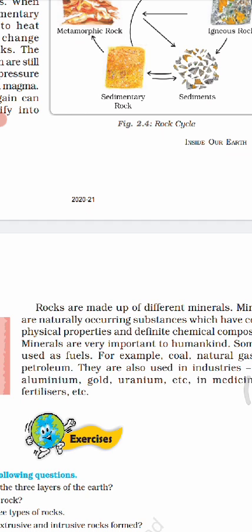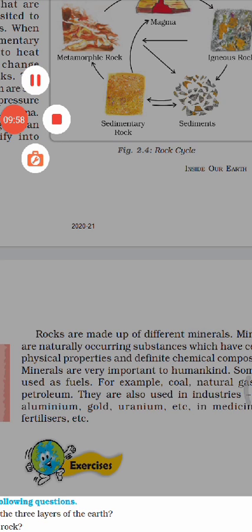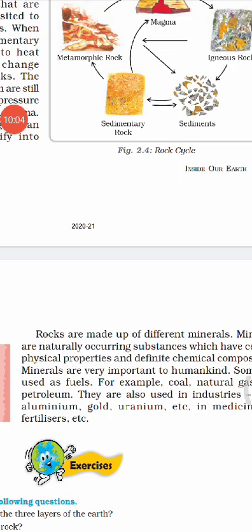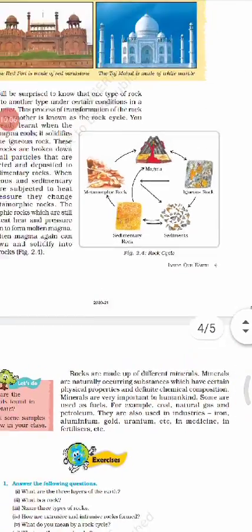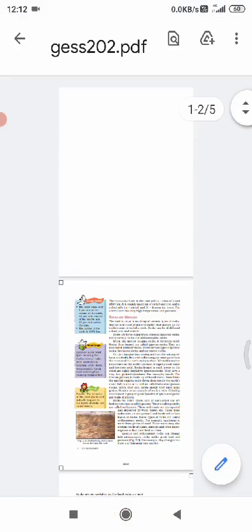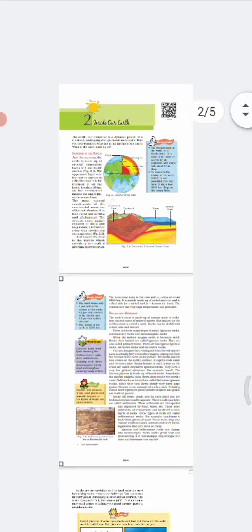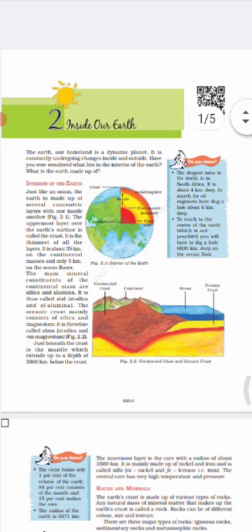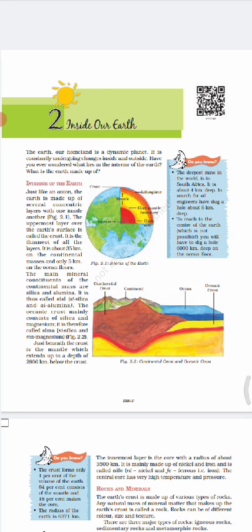So beta, minerals are an indispensable part of our life and are used in our daily life. So this is all about our chapter, Inside Our Earth. Our mother earth is giving us a lot.